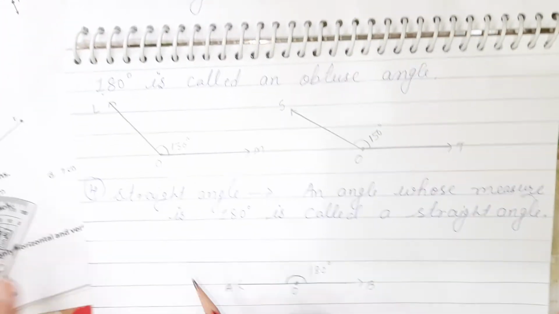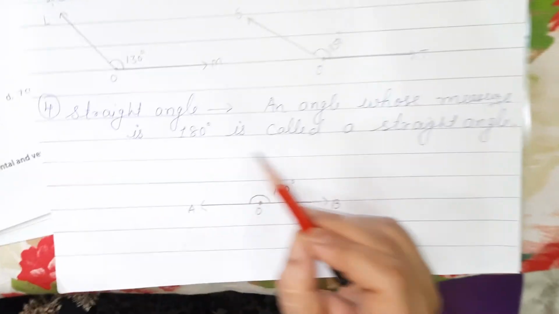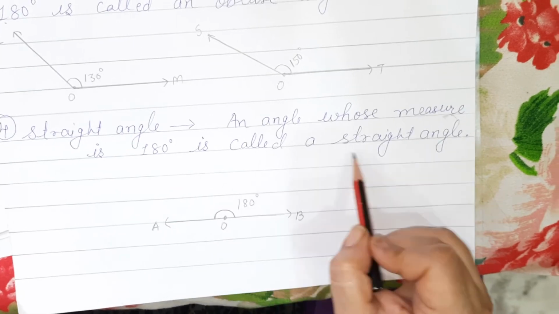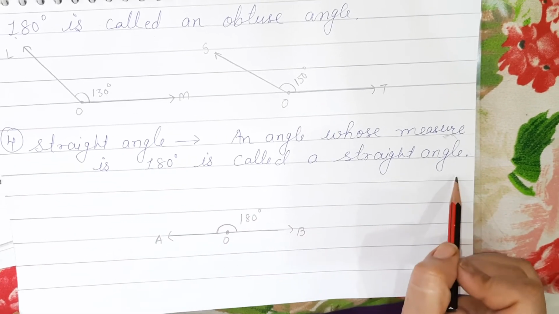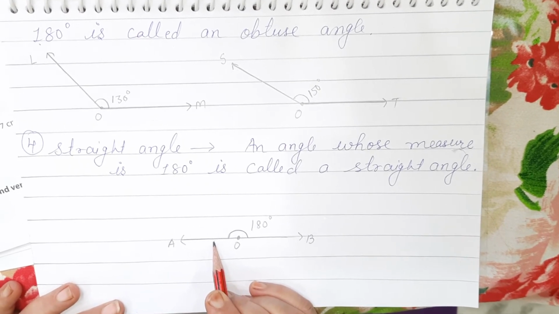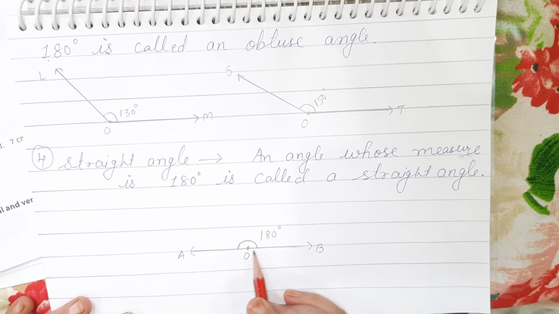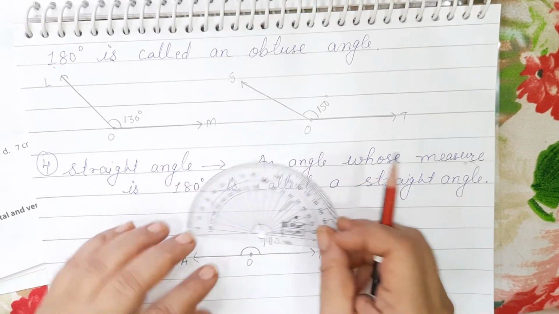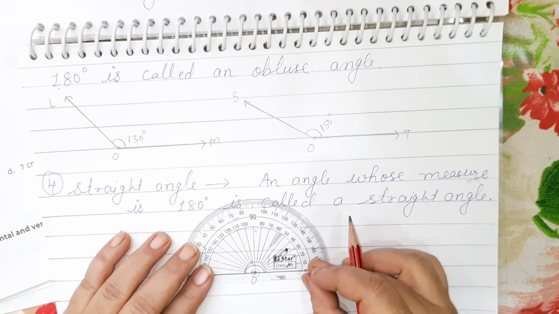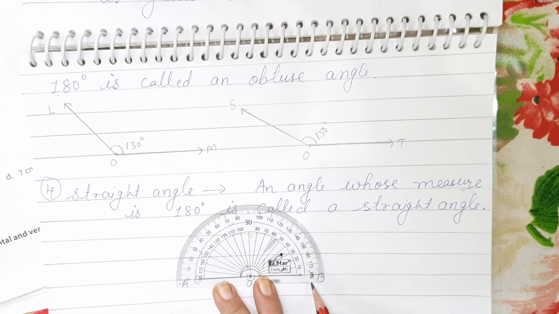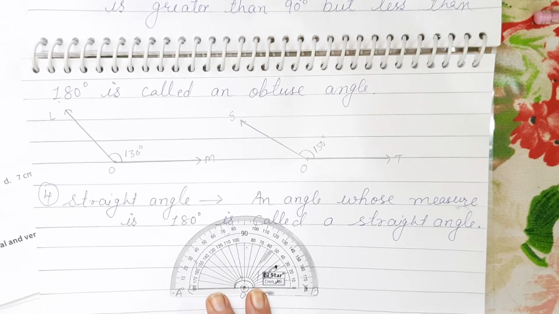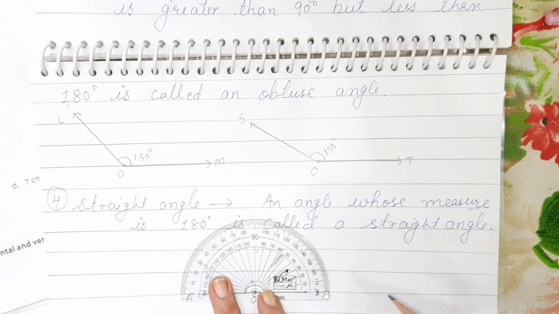Next one is straight angle. An angle whose measure is 180 degrees is called a straight angle. See, it is our first ray, students, it is our second ray. Now these two rays are straight. So I am arranging my protractor here. It is our joining point. Now my first ray is here and second ray is near 180. Straight line. So it is called a straight angle.